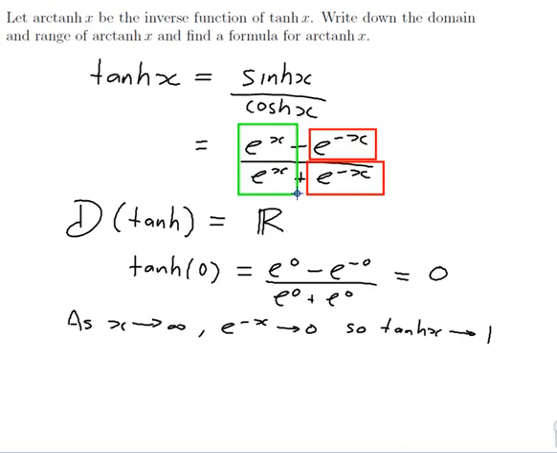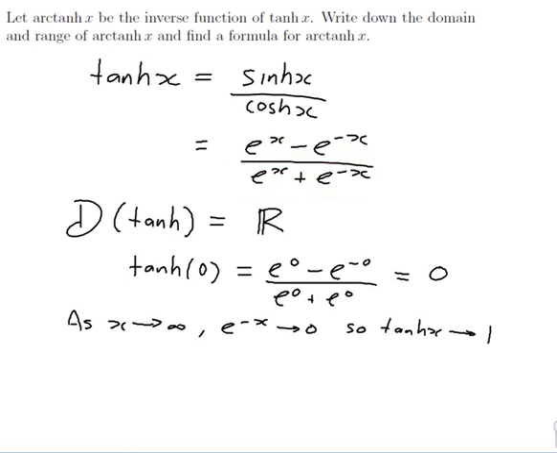I should ask myself, can I actually make 1? Well, to make 1, the top of that fraction would have to be the same as the bottom. This one has a minus in the middle, and this one has a plus in the middle. So I'm taking off a non-zero number and adding a non-zero number, so they can never actually be the same, so I can never get exactly 1.